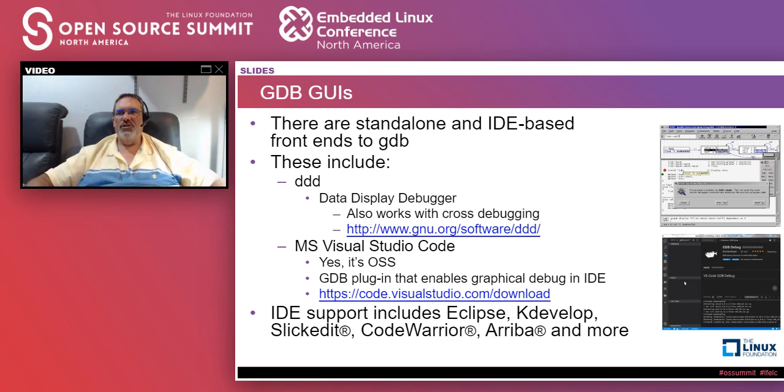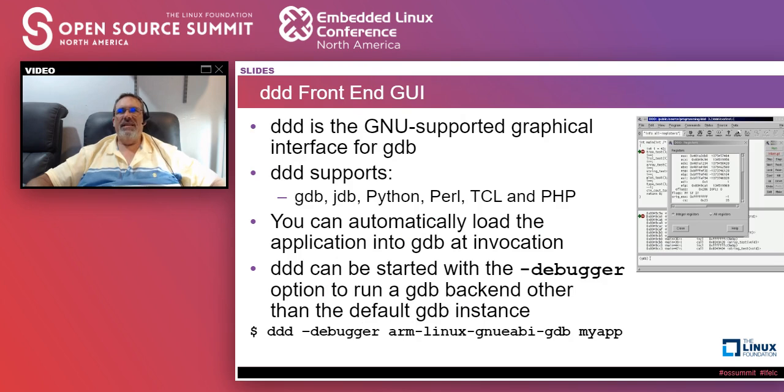So it really becomes a question of what your preference is in terms of which debugger interface you happen to like best. With the DDD front end, DDD supports JDB, Python, Perl, Tickle, PHP, and we can also specify a different back end. So for instance, if we are getting the dash debugger option, we can specify ARM dash Linux GNU EABI-GDB, and my app. And with that, we'll be able to run a different backend with the DDD front end that's running on the x86. The backend was running ARM, and we'll then be able to reach out and touch a different application to run here. And we'll show you how to do that when we're using things like GDB server.